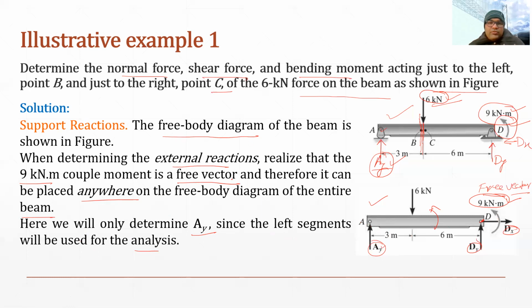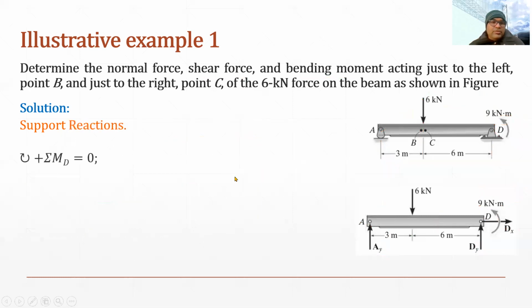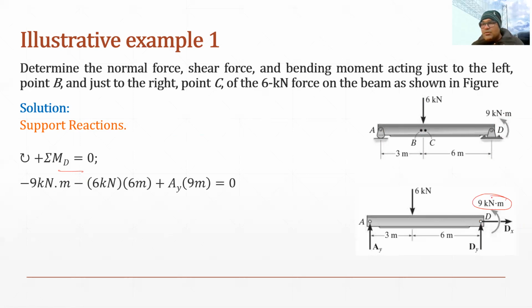So that is what I have done on the next slide. If we take moment at D, we will be able to find out the value of AY. So taking moment at D, the couple moment we will put as it is. If it is anti-clockwise, we take it as negative. If it is clockwise, we take it as positive. Here the direction of couple moment is anti-clockwise, and therefore I have taken this as negative.